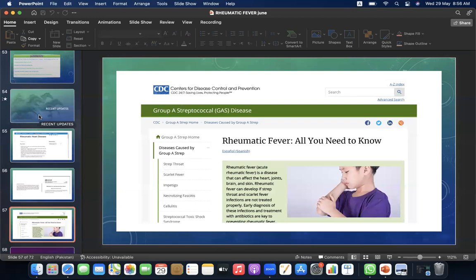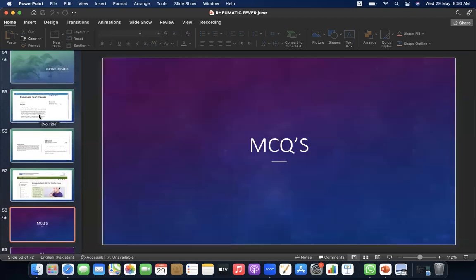Acute rheumatic fever is a disease that can affect the heart, joints, brain, and skin. Rheumatic fever can develop if streptococcal throat and scarlet fever infections are not treated properly. Early diagnosis of the infection and treatment with antibiotics are key to preventing rheumatic fever.